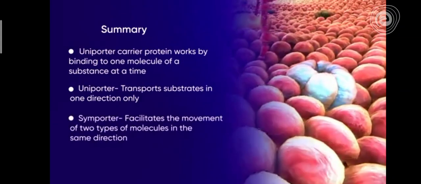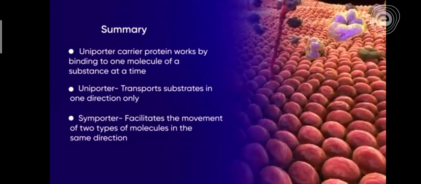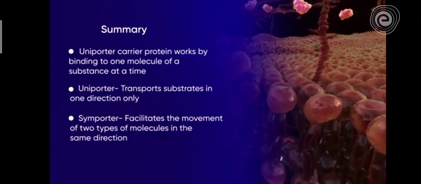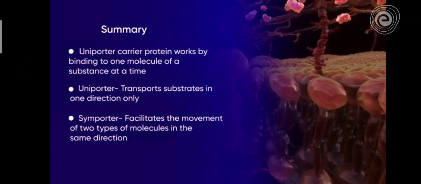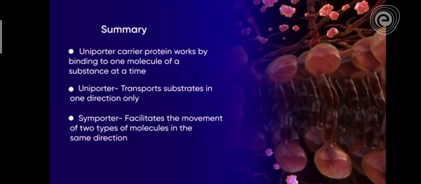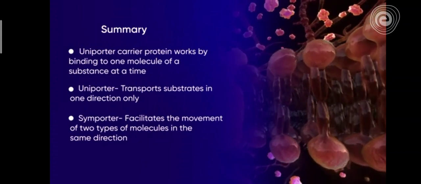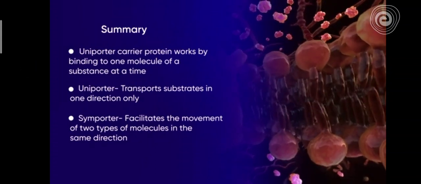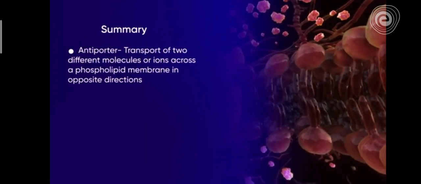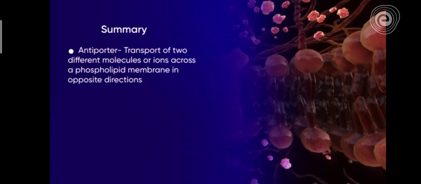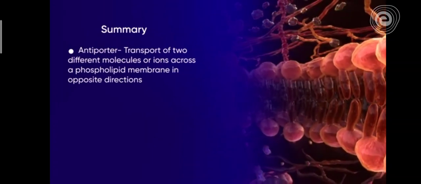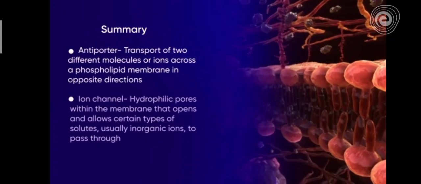On the other hand, the symporter is an integral membrane protein that is involved in the movement of two different molecules or ions across the plasma membrane. It is a type of co-transporter and facilitates the movement of two types of molecules in the same direction. An antiporter is another integral membrane protein which is involved in the active transport of two different molecules or ions across a phospholipid membrane in opposite directions.